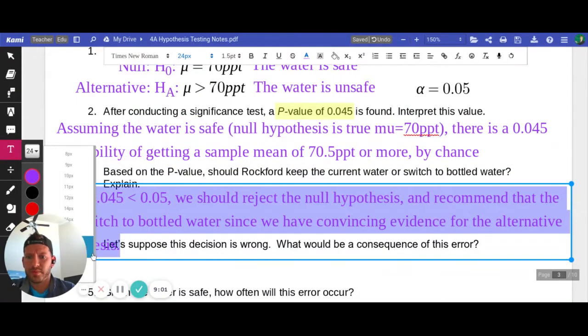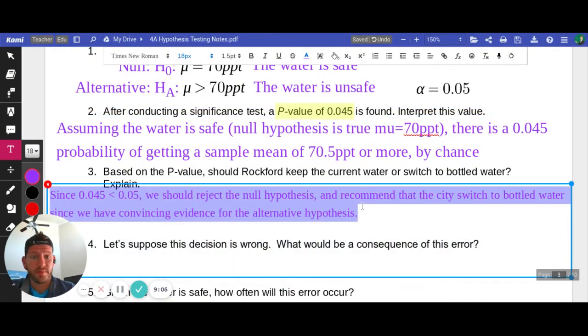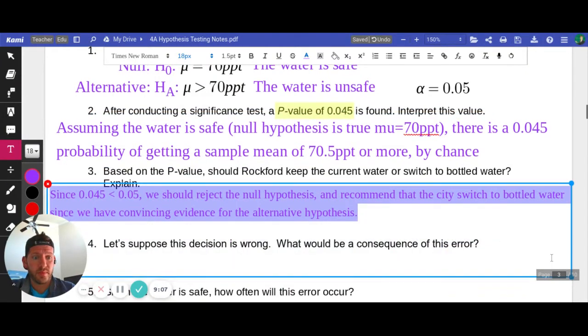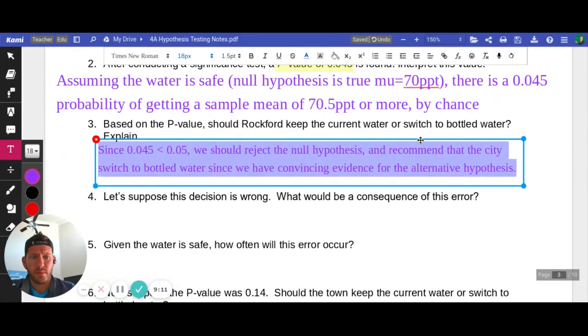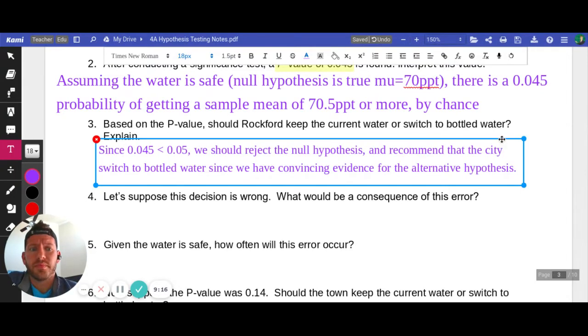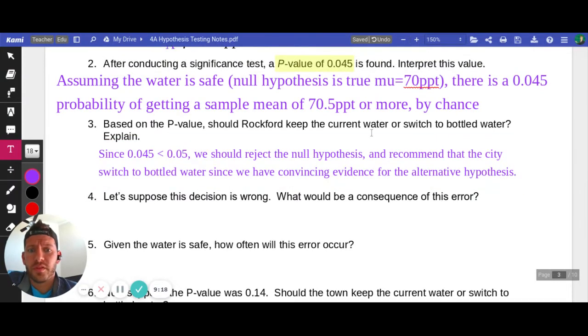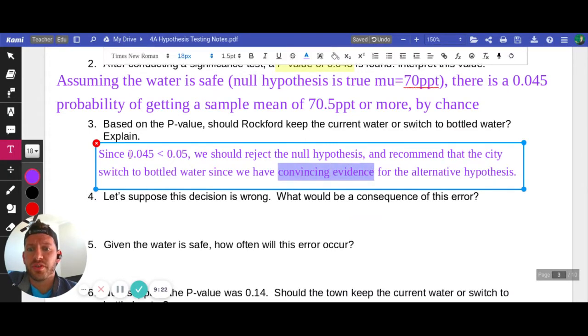A little smaller. That was bigger. Smaller there. So important things here: reject the null hypothesis, since we have that convincing evidence, and we show that comparison there of our p-value compared to our alpha value.